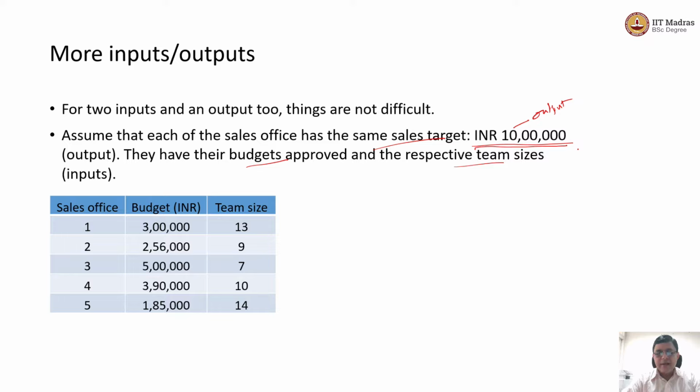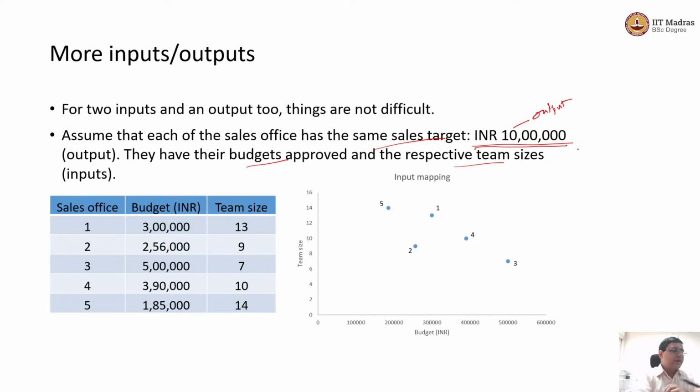So let us plot that and look at how the plot looks. Once again, budget, which is our input variable, is on the x-axis, and team size, which is also an input, is on the y-axis. And all the points are plotted. This is point number 1, 2, 3, 4 and 5. These are the 5 sales offices.